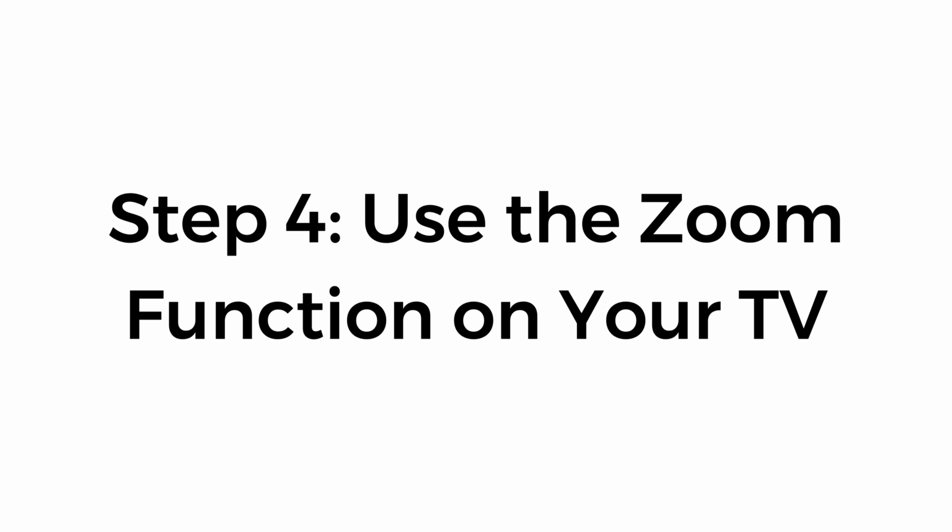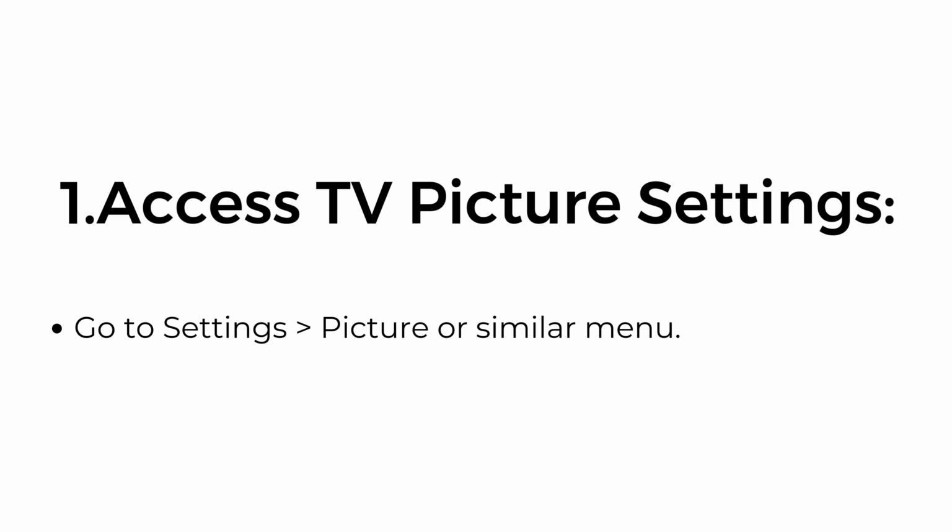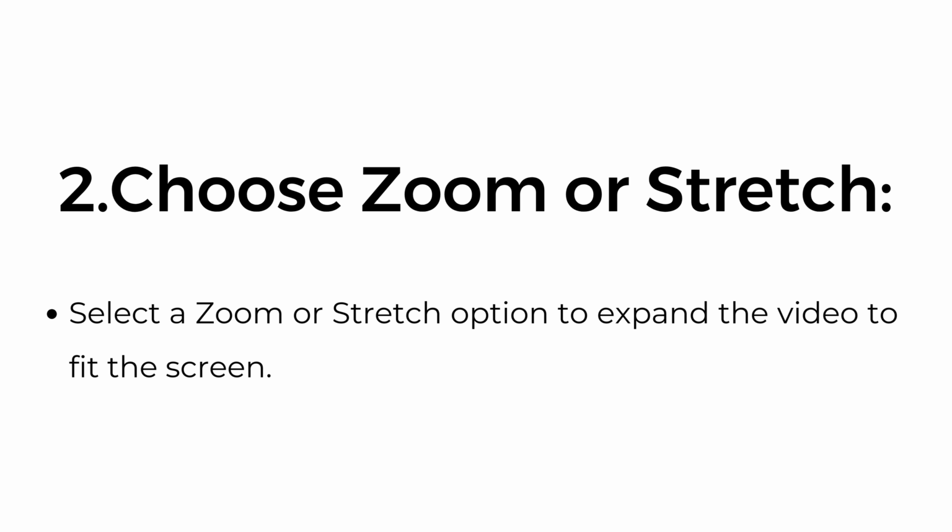Step 4. Use the zoom function on your TV. Access TV picture settings. Go to Settings, Picture, or a similar menu. Choose Zoom or Stretch. Select a zoom or stretch option to expand the video to fit the screen.